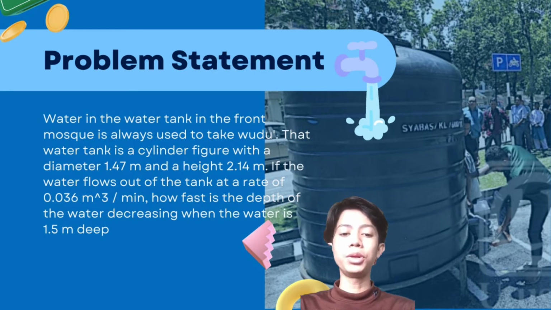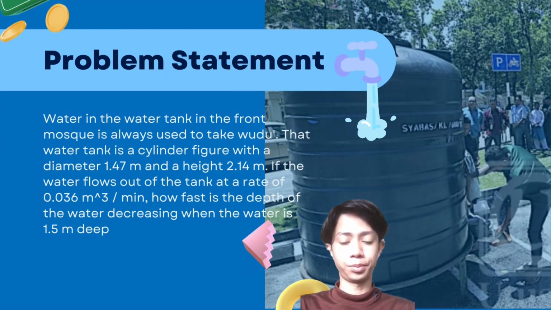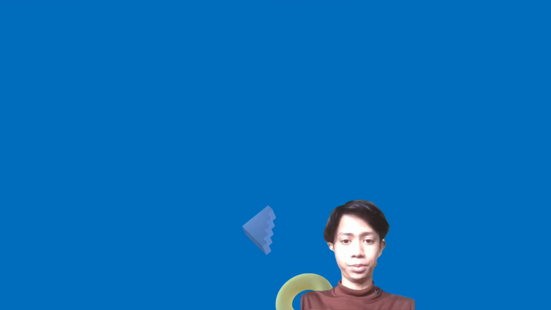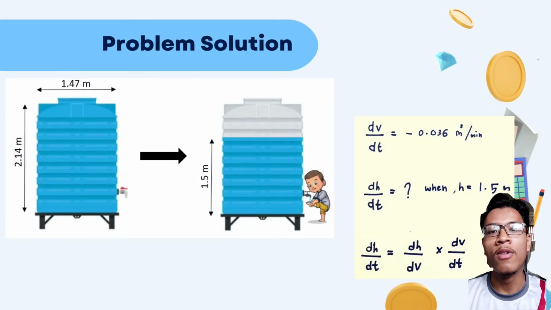So our problem statement is: water in the water tank in the front of the mosque is always used to take wudu. That water tank is a cylinder with a diameter of 1.47 meters and a height of 2.14 meters. If the water flows out of the tank at a rate of 0.036 cubic meters per minute, how fast is the depth of the water decreasing when the water is 1.5 meters deep? So this is our solution. Next, we will move to the problem solution.